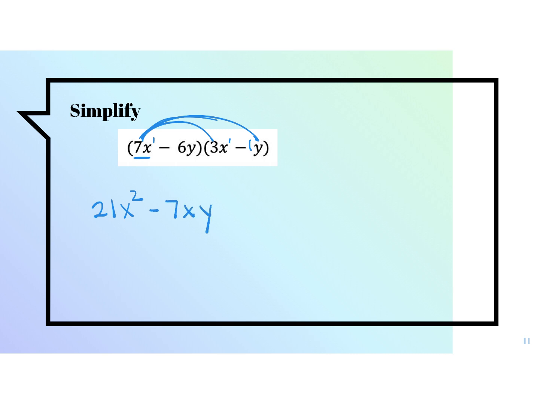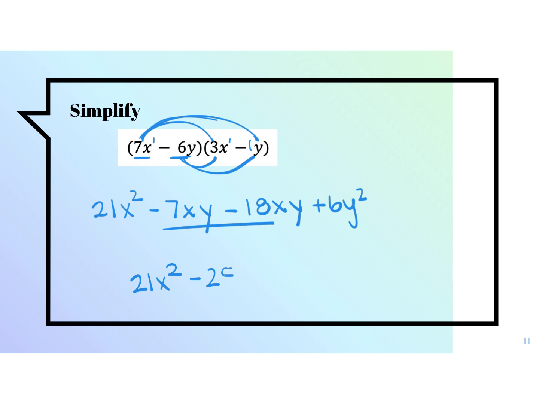I'm going to do that same thing with that negative 6y. We're going to distribute it to both things. So negative 6y times 3x is negative 18xy. And then negative 6y times negative 1y is going to give me positive 6y squared. Go ahead and combine our like terms here. I'm going to get 21x squared minus 25xy plus 6y squared.